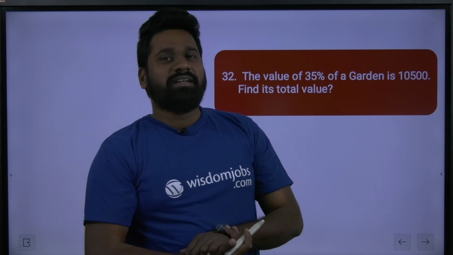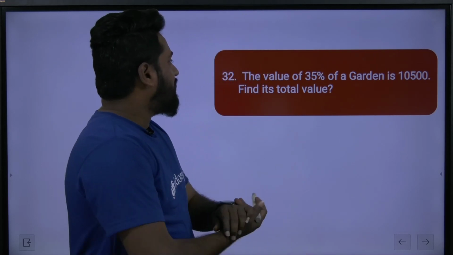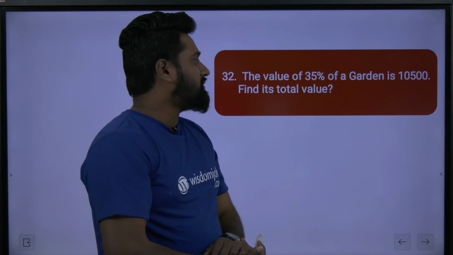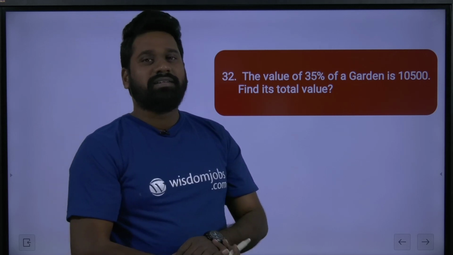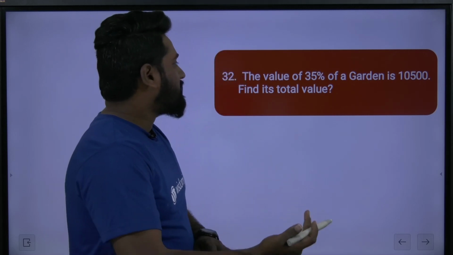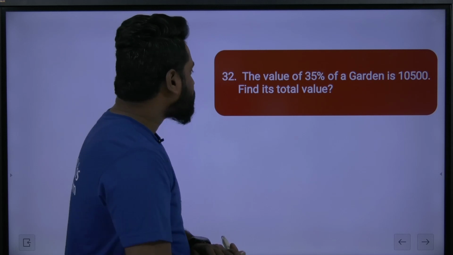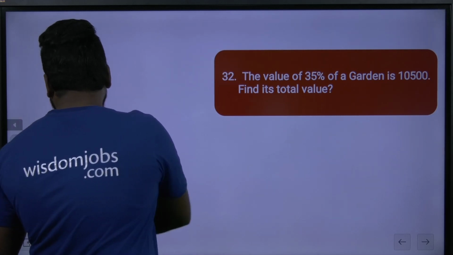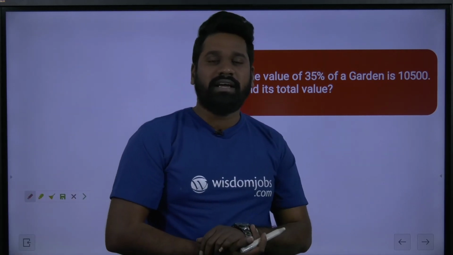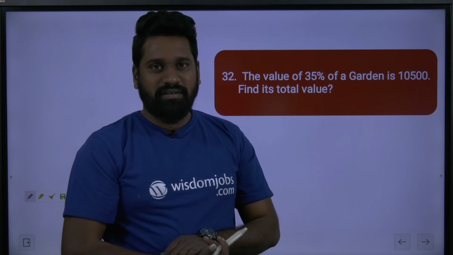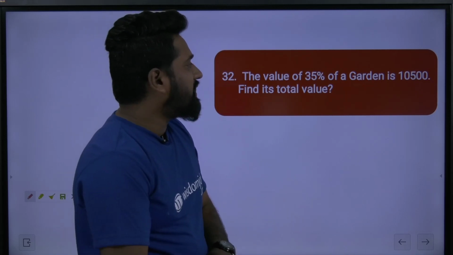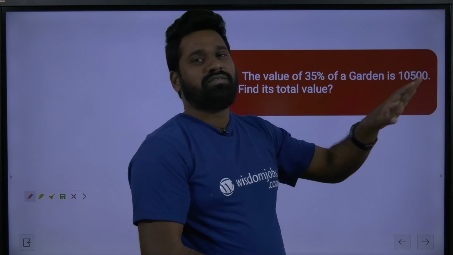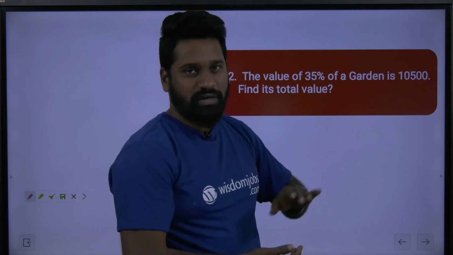Observe here, the question says the value of 35% of a garden is given as 10,500 square meters or anything. Find its total value, that is what is being asked, right? In the last classes we discussed how to find the percentage of a number. Suppose 10% of this number becomes how much? 10,500 is the whole number.